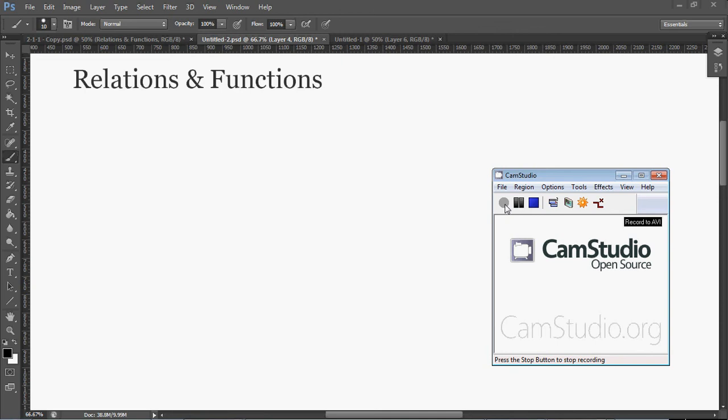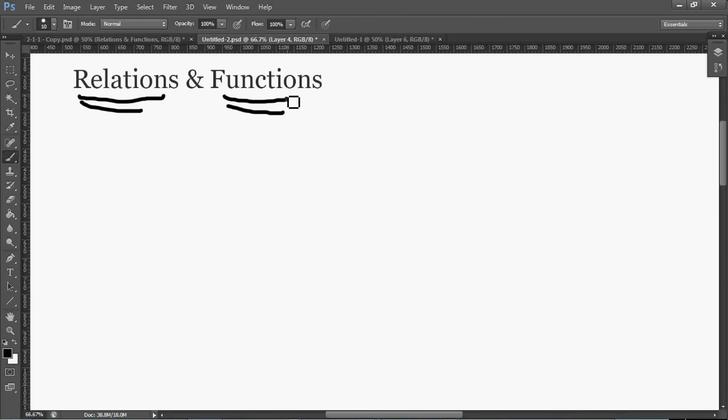So this section, section 2.1, is all about relations and functions. And it's actually easier than it sounds. A relation is basically a mapping of numbers. So let's look at a real life example.